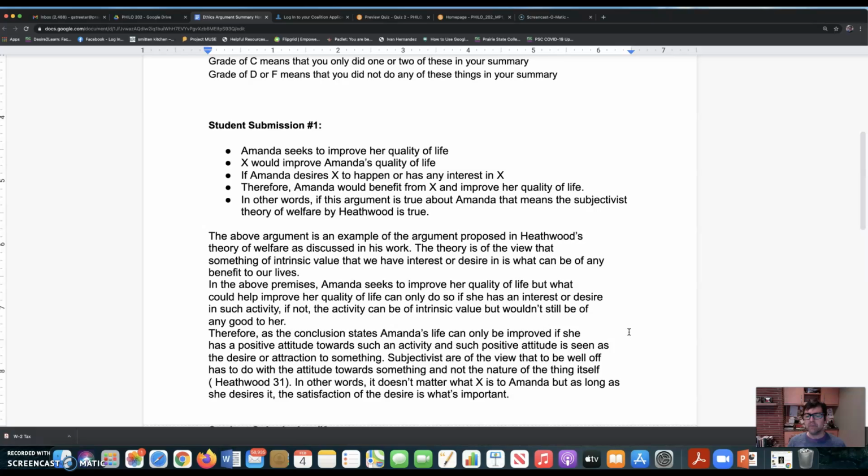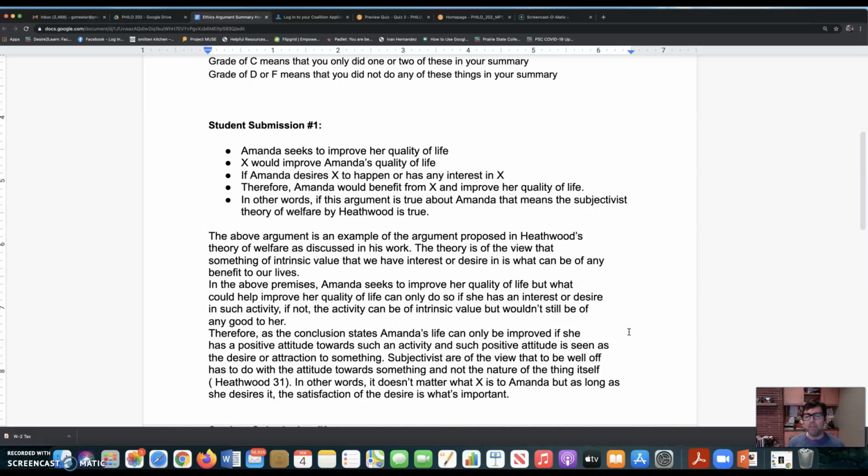In other words, it doesn't matter what X is to Amanda as long as she desires it. The satisfaction of the desire is what's important, right? With respect to her, the question of whether it benefits her or contributes to her good. So that last sentence, I think, does a nice job of capturing the central claim.